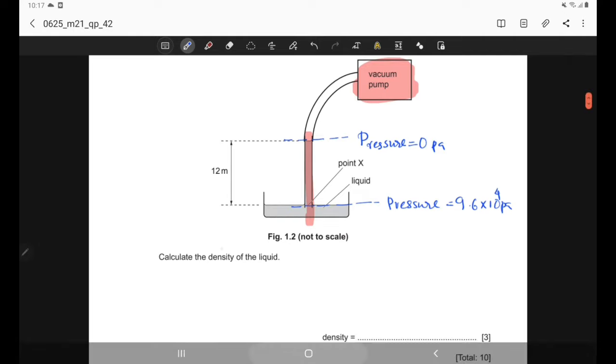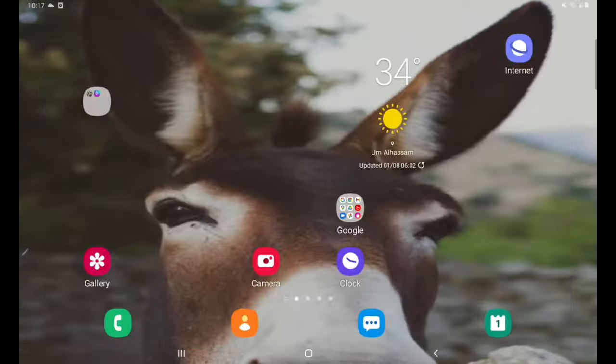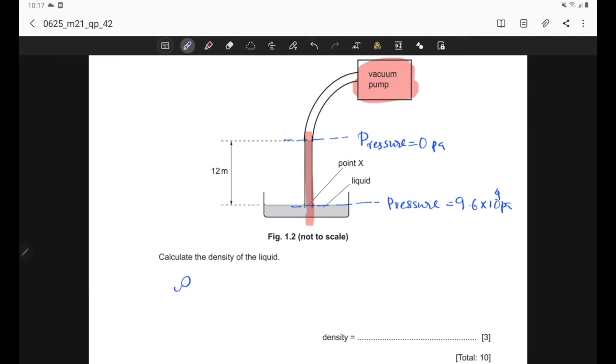Now we need to calculate the density. In order to calculate density, we can use the equation: change in pressure is equal to density times g times change in height, ΔP = ρgΔh. In order to calculate density, we can make density the subject. So we will get ρ = ΔP over g times Δh.